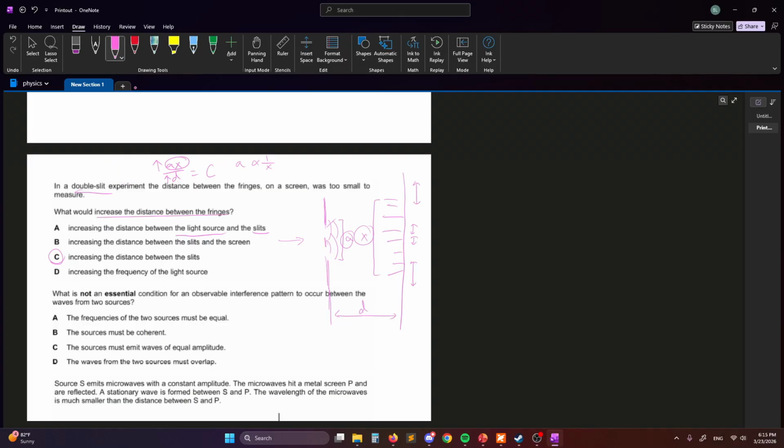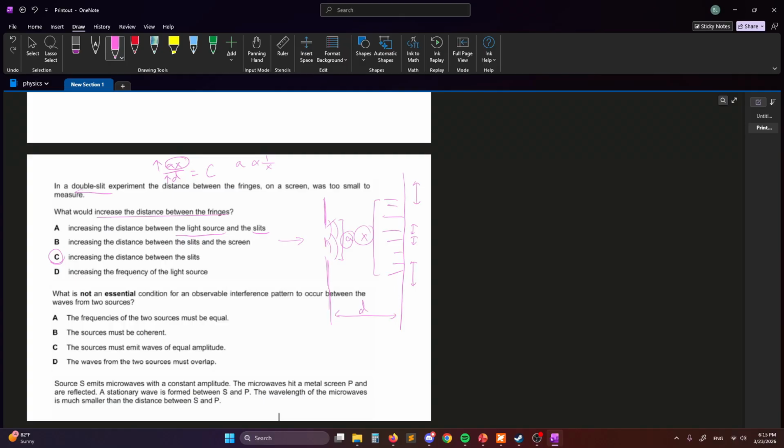So increasing the distance between the slits and the screen. I think this is the same thing as A, right? Between the light source and the slits in the screen. I think it's the same issue, honestly. Let me know what you think. But I think that's how you justify.